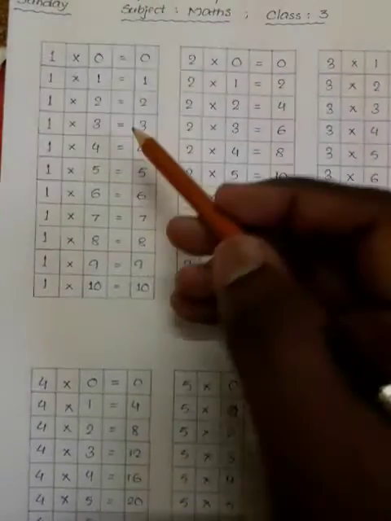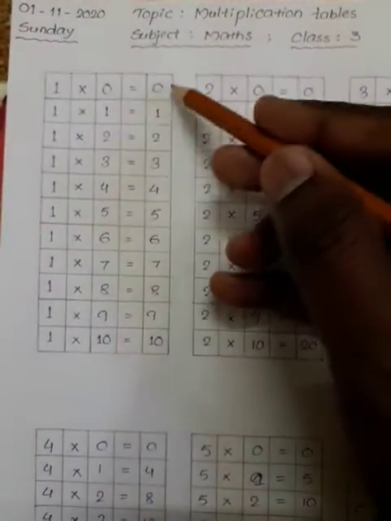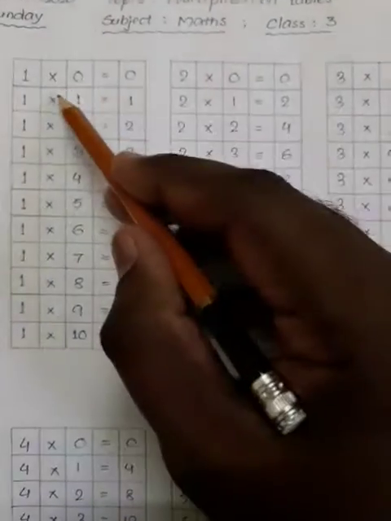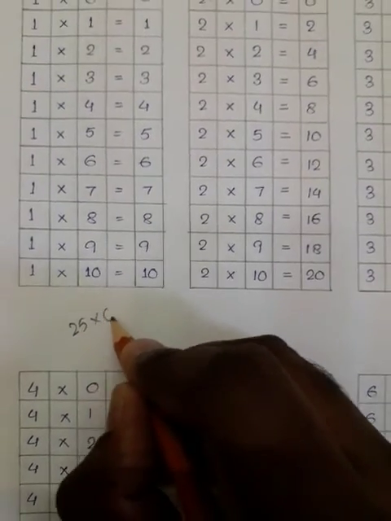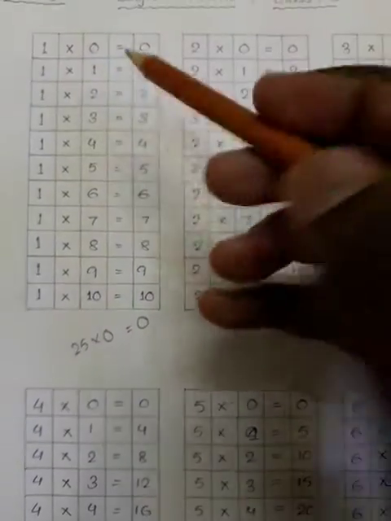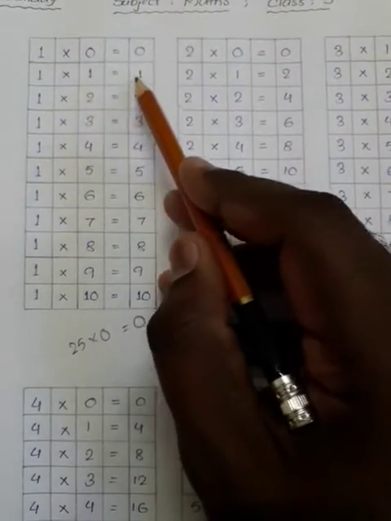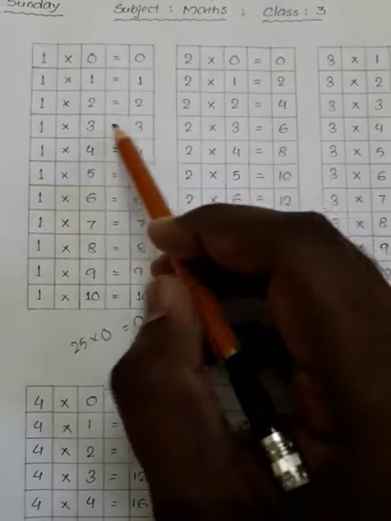Remember, every time you multiply any number with 0, you will get 0 only. Suppose I multiply 25 with 0, the answer is 0 only. So remember this. The one table is easy: 1 times 1 equals 1, 1 times 2 equals 2, 1 times 3 equals 3, 1 times 4 equals 4, and so on.